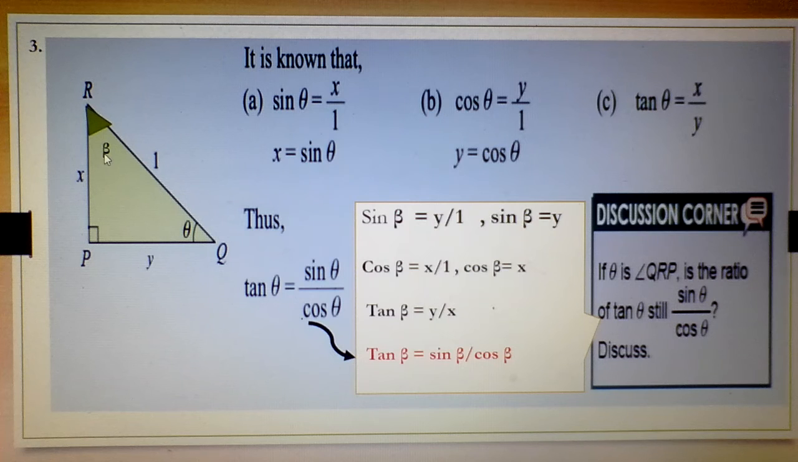So from here, tangent beta, opposite divided by adjacent, Y divided by X. So what is Y just now? Sine beta. What is X just now? Cos beta. So meaning tangent beta equivalent to sine beta divided by cos beta. Meaning this formula can be applied for all angle. It's valid for all angle. Apa-apa angle, formula tangent ni boleh digunakan.